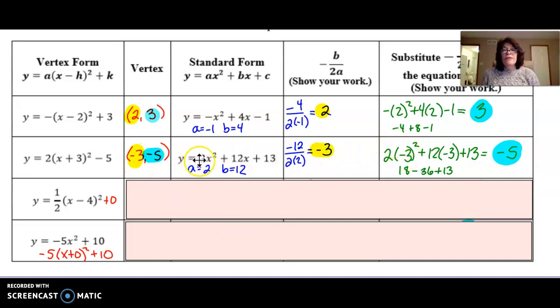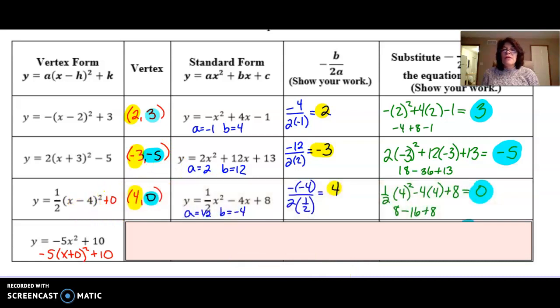Then we're going to put -3 in for x in this equation. 2 times -3 squared plus 12 times -3 plus 13. Do that in my calculator. I get -5.